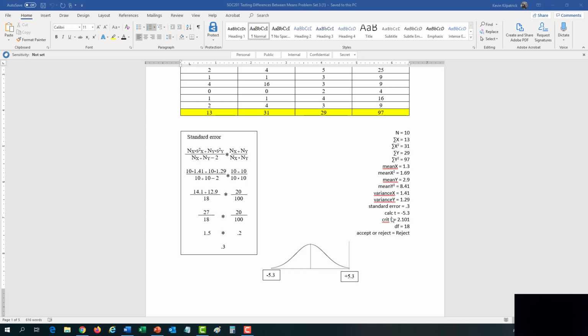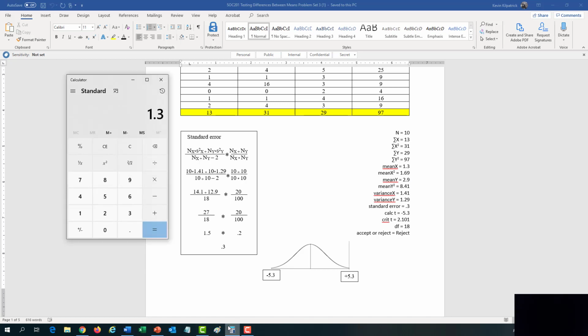Next, we need to find the calculated t-value. Remember how we do that? We have a simple fraction with both the means, the mean of x minus the mean of y, and that's divided by the standard error. So the original mean, remember that. The mean of x is 1.3, the mean of y is 2.9. So let's do that. 1.3 minus 2.9 equals, a negative 1.6. And then we're going to divide that by the standard error.